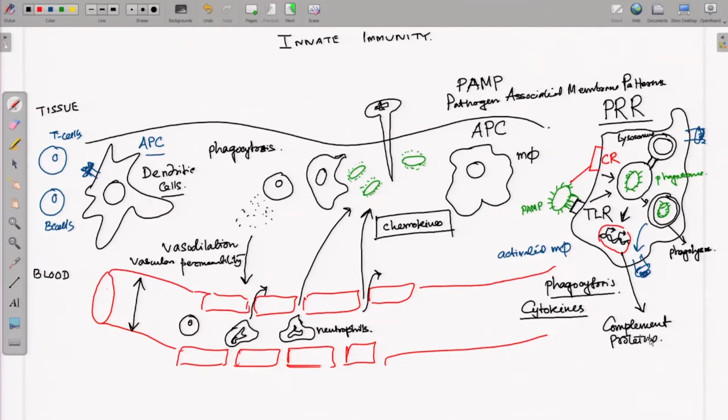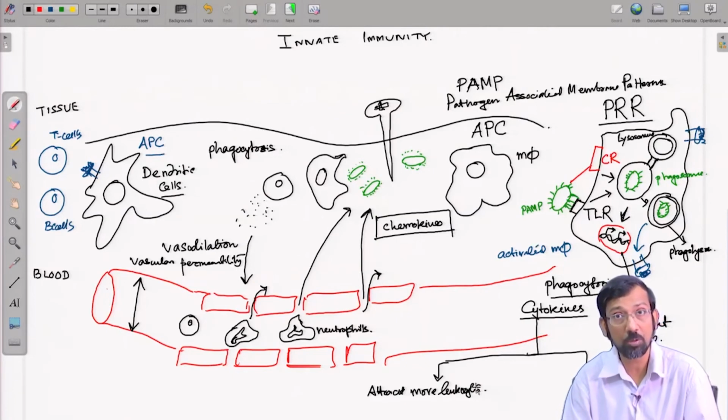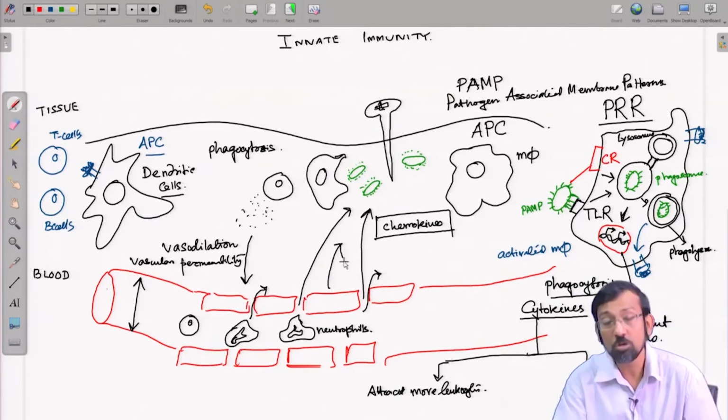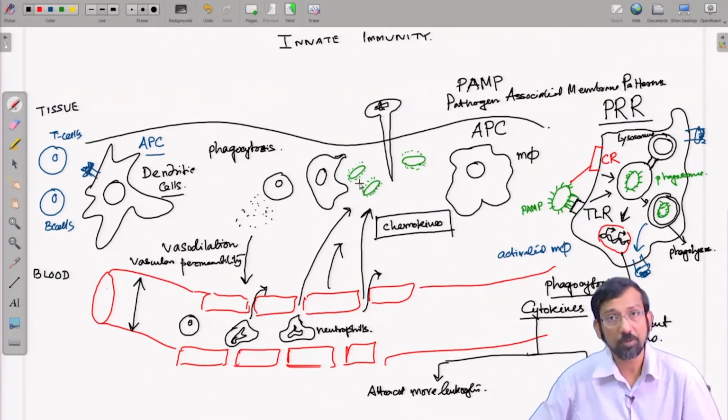So, what do these cytokines actually do? They can attract more leukocytes to the site of action. As I told before, they can attract more leukocytes to the site of action. For example, the chemokines, which are also a class of cytokines, are also involved in attracting more of these cells to the site of action.